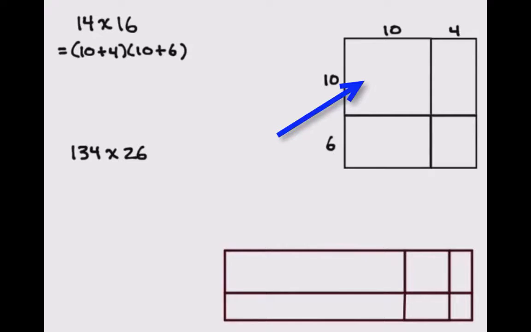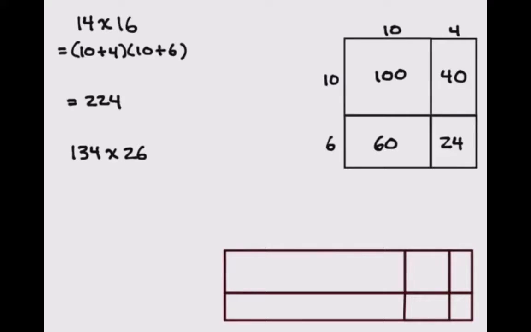First we get this 10 by 10 square, who's got an area of 100. Then we get this 10 by 6 rectangle, whose area is 60. Then we get a 4 by 10 rectangle, whose area is 40. And lastly, we get a 4 by 6 rectangle whose area is 24. And so we end up with an area that's the sum of 100, 40, 60, and 24 for a grand total of 224.